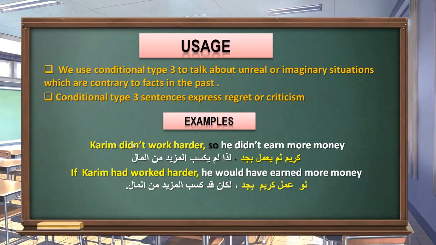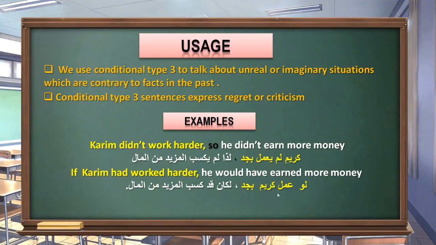As you can see here, we turned the negative into the positive and we conjugate this verb in the past perfect. And of course this is the if clause. And we turned the negative to the positive here as well. And didn't earn more money becomes would have earned more money, because we have to use would have plus past participle in the main clause. So we changed didn't earn more money with would have earned more money.